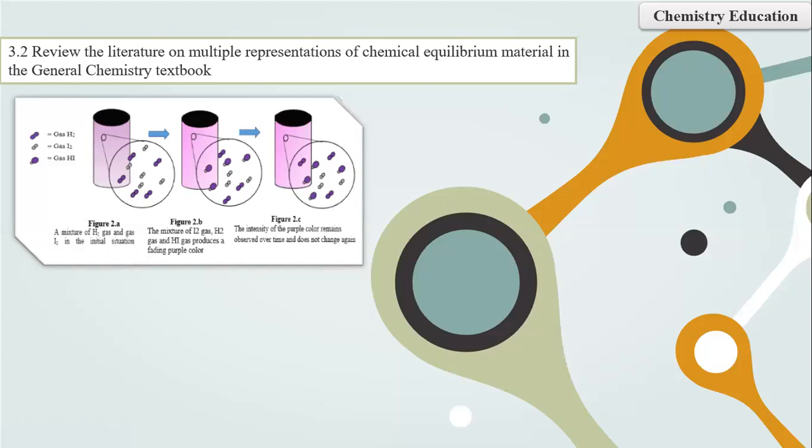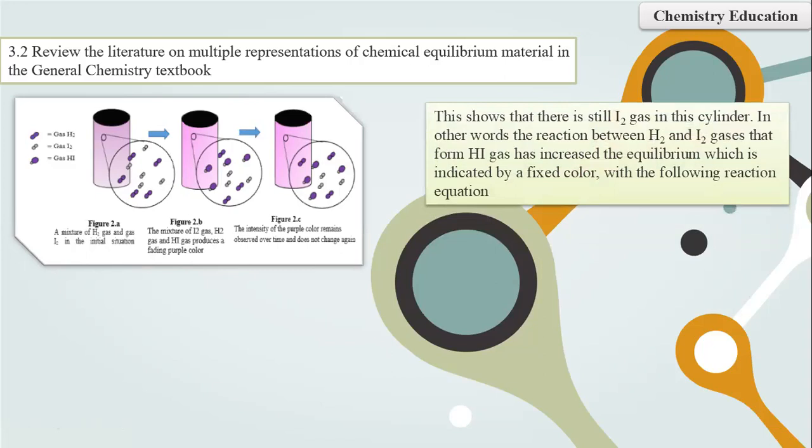From the above experiment, Figure A is a mixture of hydrogen gas and iodine gas in the initial state. After stirring for a while, a mixture of iodine gas, hydrogen gas, and hydrogen iodide gas produces a faded purple color. The result is purple in a fixed intensity, as in Figure B and Figure C. We see that there is still iodine gas in the cylinder; in other words, the reaction between hydrogen gas and iodine gas to form hydrogen iodide gas has reached equilibrium, which is indicated by a fixed color.